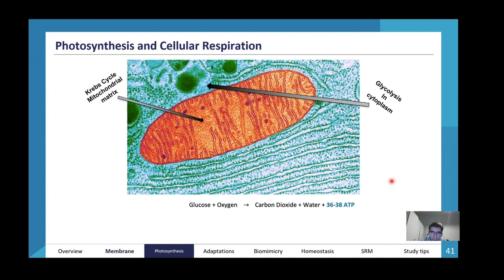Now, keep in mind that glycolysis occurs in the cytoplasm, whereas Krebs cycle occurs in the mitochondrial matrix. We're going to cover what all those terms mean, so no need to stress. And the electron transport chain occurs in the cristae.